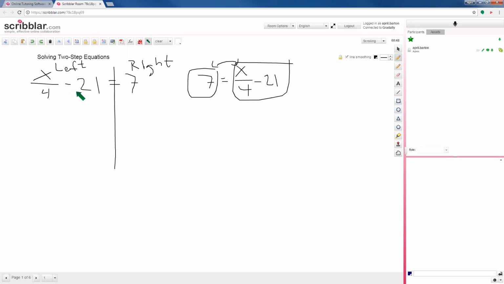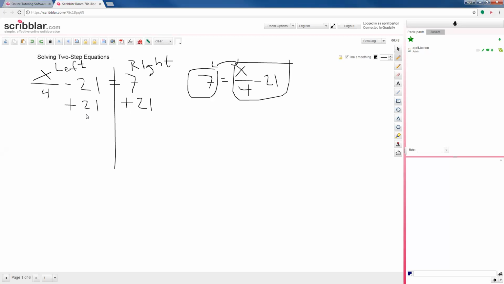So if we're doing minus 21, we want to do the opposite of subtraction. So what's the opposite of subtracting something? Very good, Annie. Plus, we want to add the 21. So you can do this two ways. Some people like to write it on both sides because what you do to one side of an equation, you must do to the other.